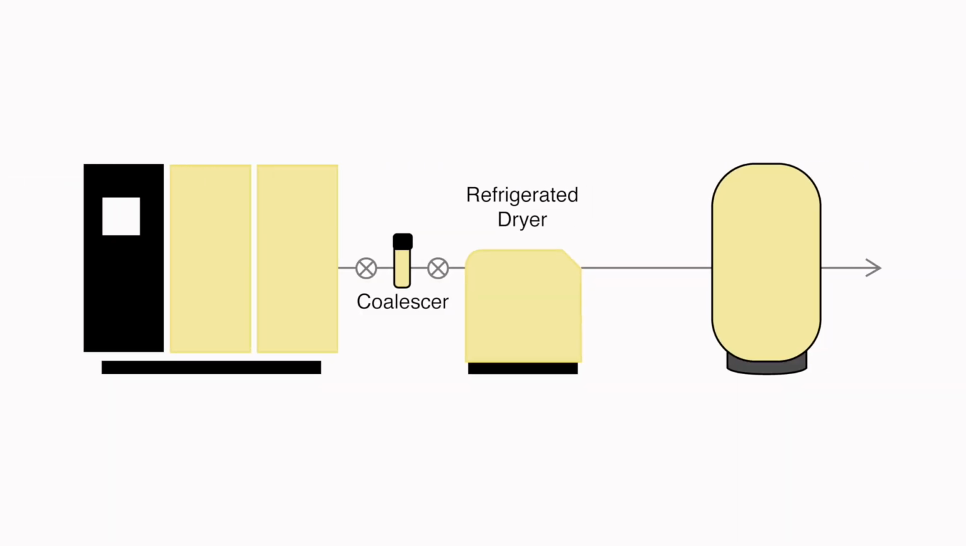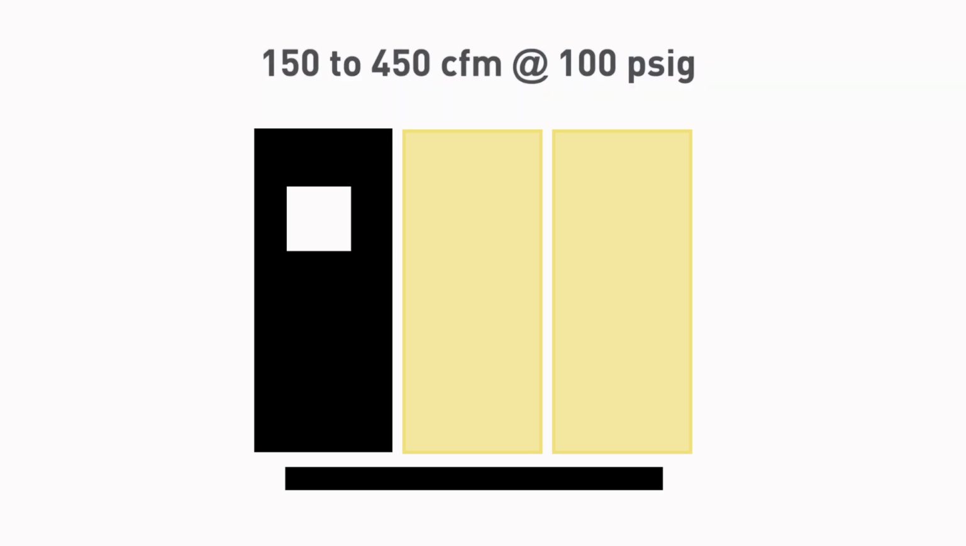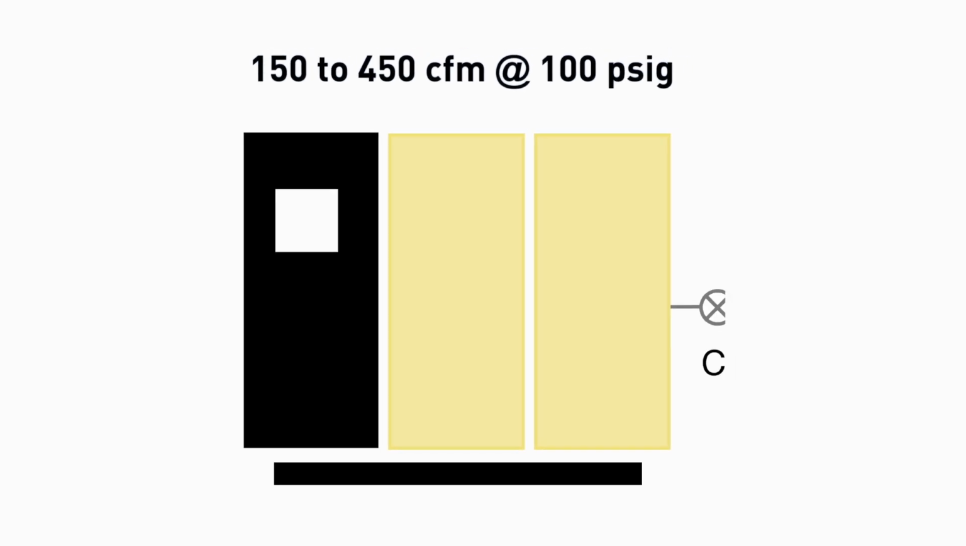Let's look at a real-life example to see how flow, pressure, and temperature affect dryer sizing in a system with the following equipment and having a pressure dew point target of 38 degrees Fahrenheit. The supply is a 100 horsepower variable frequency drive lubricated rotary screw compressor, delivering 150 CFM to 450 CFM at 100 psig. The target pressure of the VFD compressor is 100 psig, measured at the discharge of the compressor.